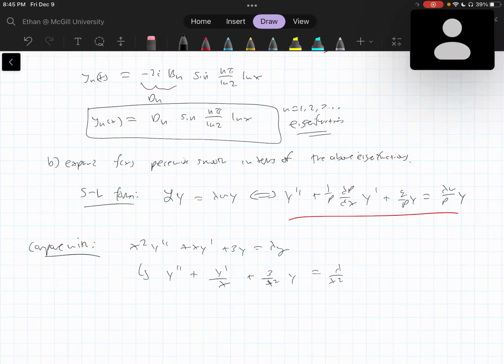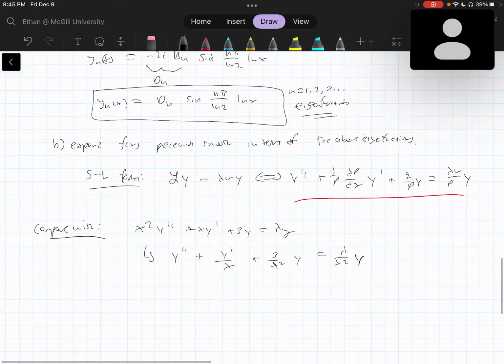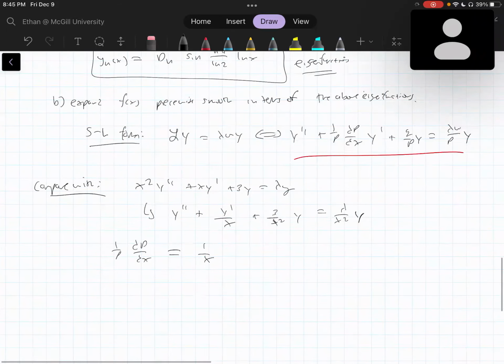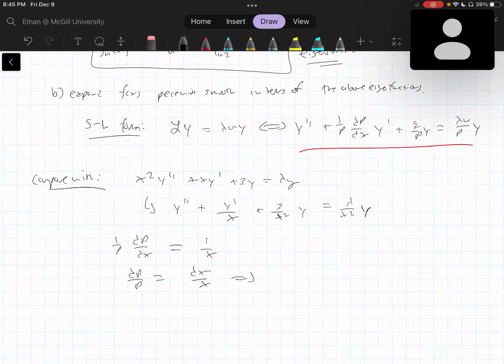The y's are all the same y. Now we can make a comparison. We're first going to compare the coefficient on the y prime, which is (1/p) dp/dx, oops, bad writing, (1/p) dp/dx is equal to 1 over x. Bring variables to both sides, and it gives us this. This is obviously a separable ODE, which we can solve, and it's solved as follows.